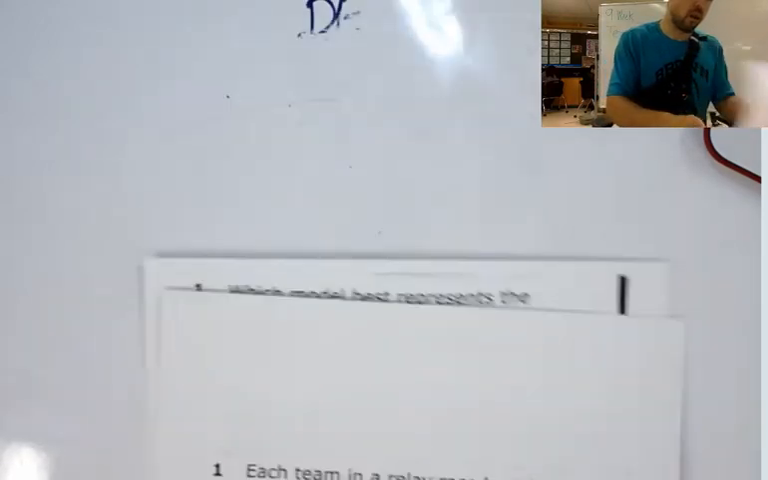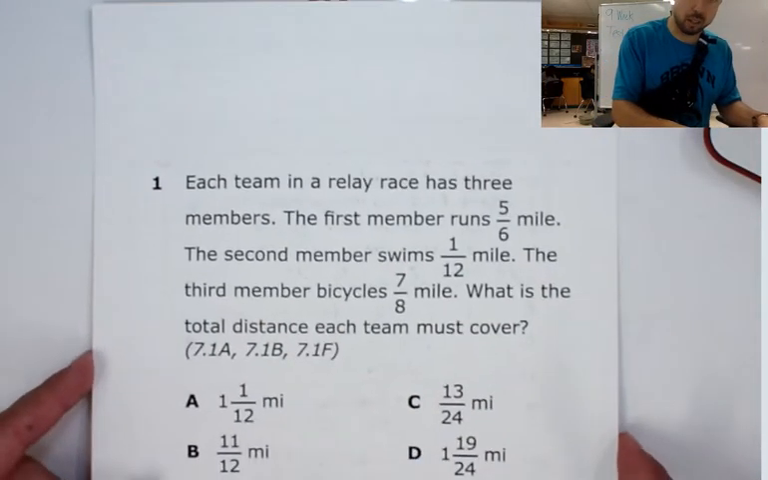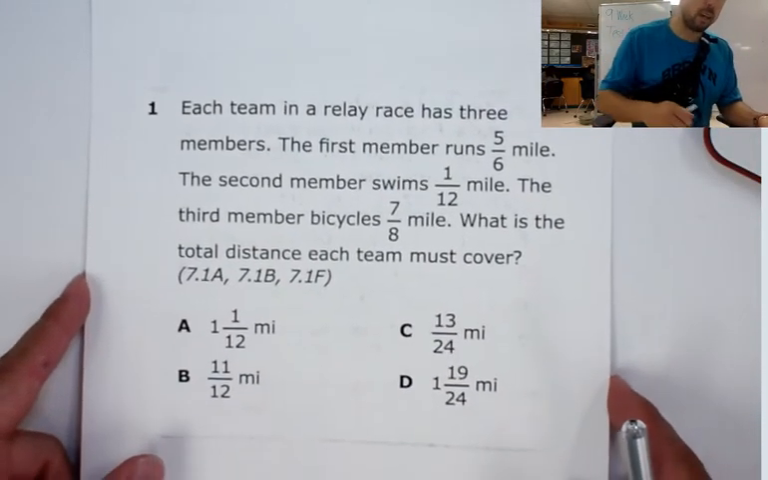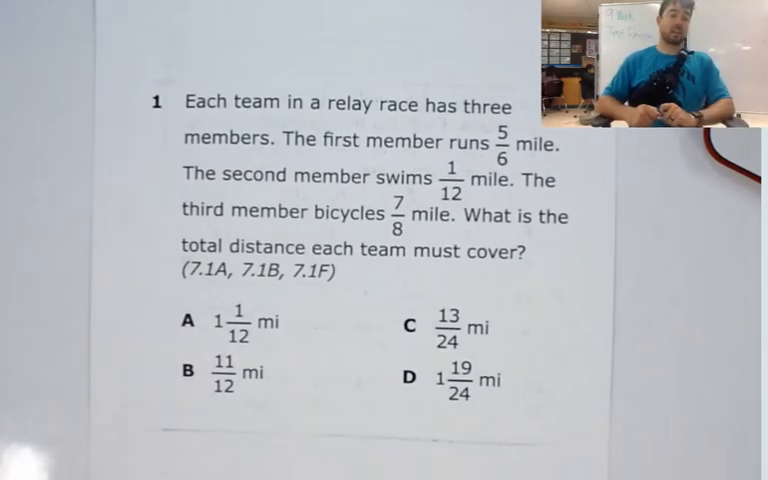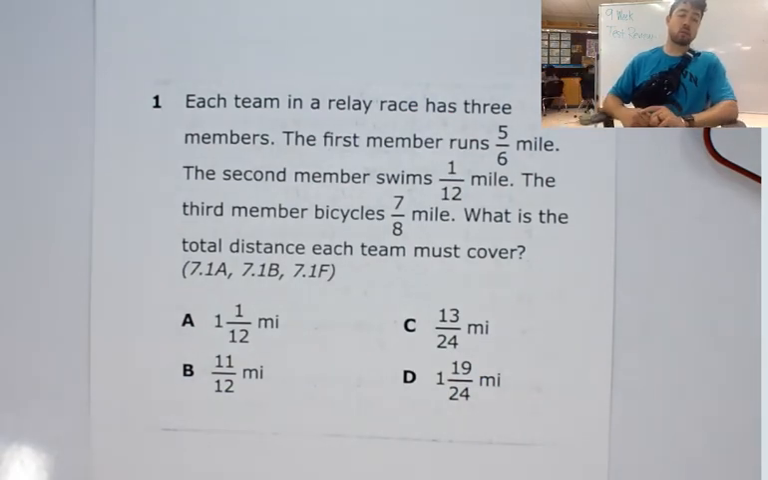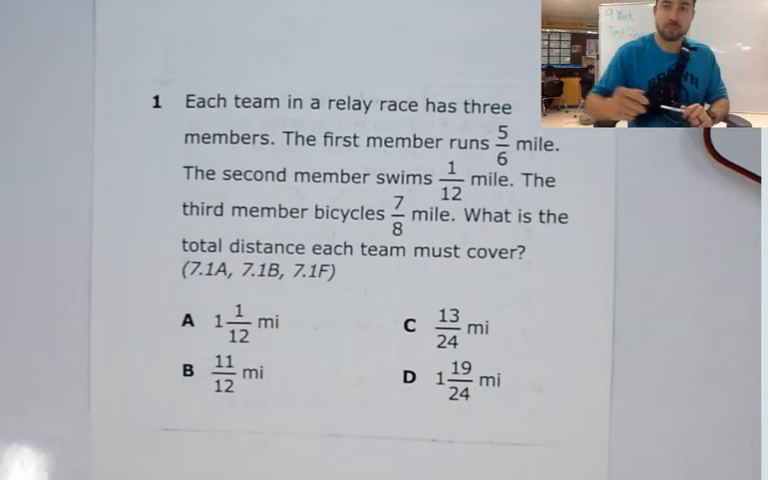Oh, this is a good one. You're going to have a problem like this. Each team in a relay race has 3 members. The first member runs 5/6 miles. The second member runs 1/12 of a mile. The third member bicycles 7/8 of a mile. What is the total distance each team must cover?